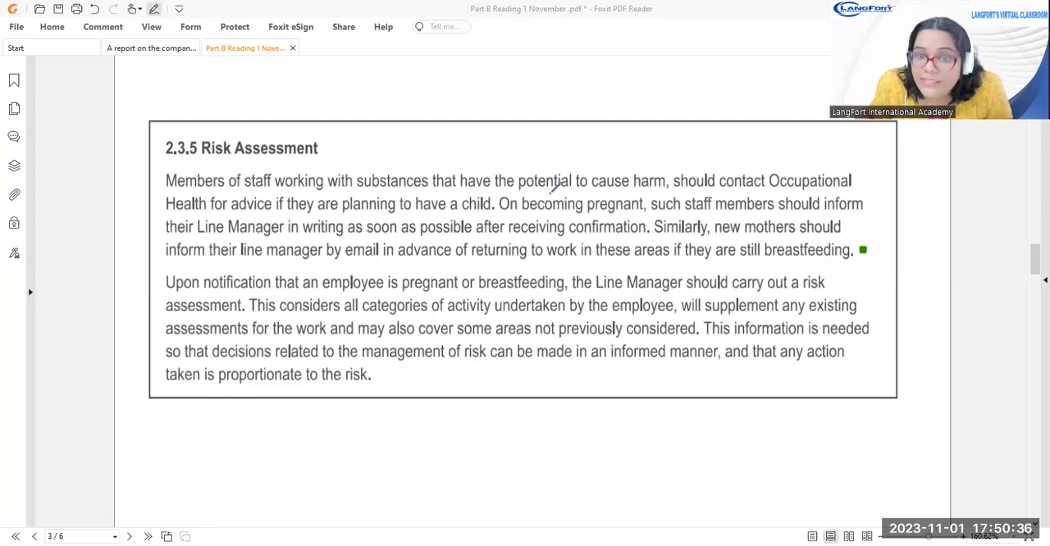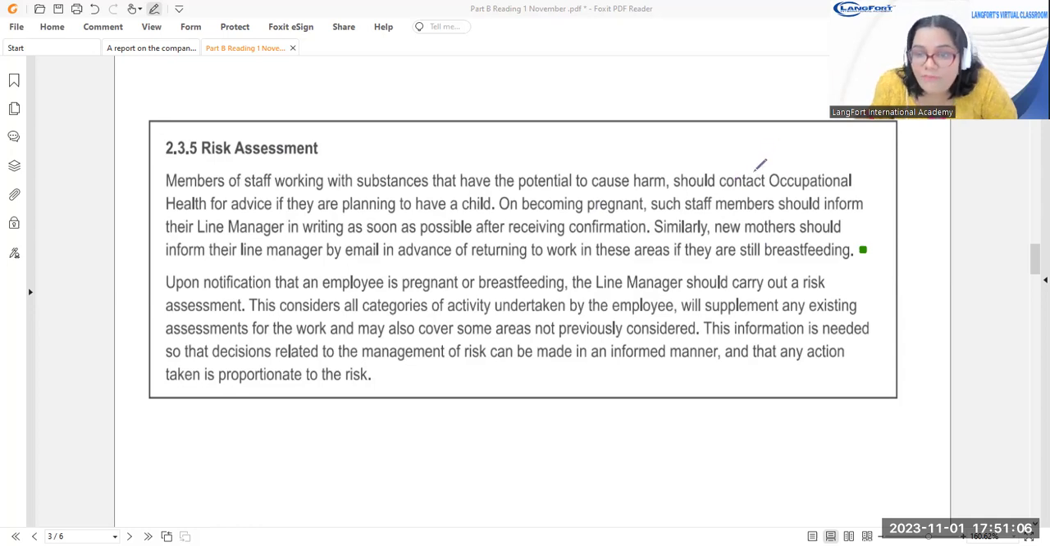And once the staff are pregnant, such members should inform their line manager in writing. They need to inform their manager in writing as soon as possible after they receive the confirmation of their pregnancy. So when they're planning or deciding to have a child, they need to inform occupational health for advice. And if they become pregnant and the pregnancy is confirmed, they need to inform their line manager in writing.